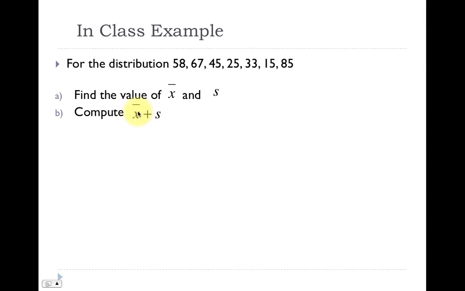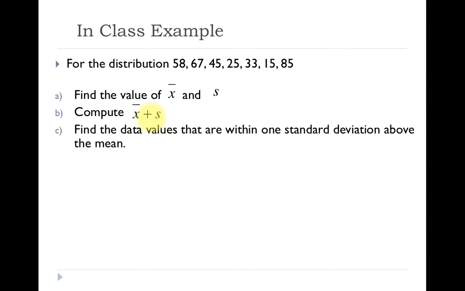We're going to compute what we get if we take x bar, the mean, and add a standard deviation. We're going to find the data values, which are these numbers right here, and find which of those data values are within one standard deviation above the mean. Within one standard deviation above the mean means that, for part B, adding one standard deviation to the mean, we're looking at how many data values fall between the mean and this number that we get here.